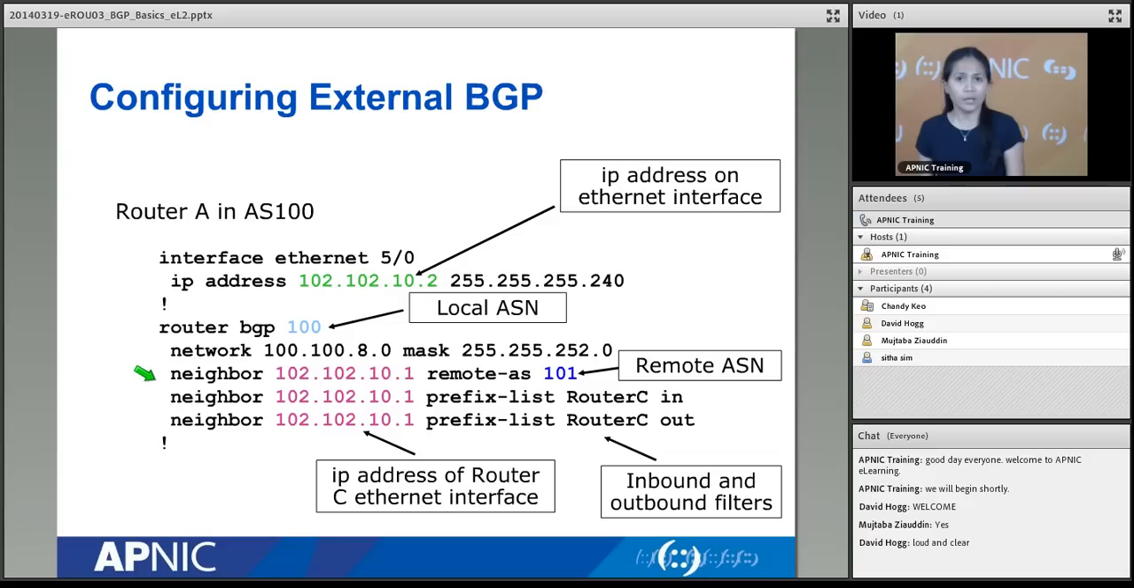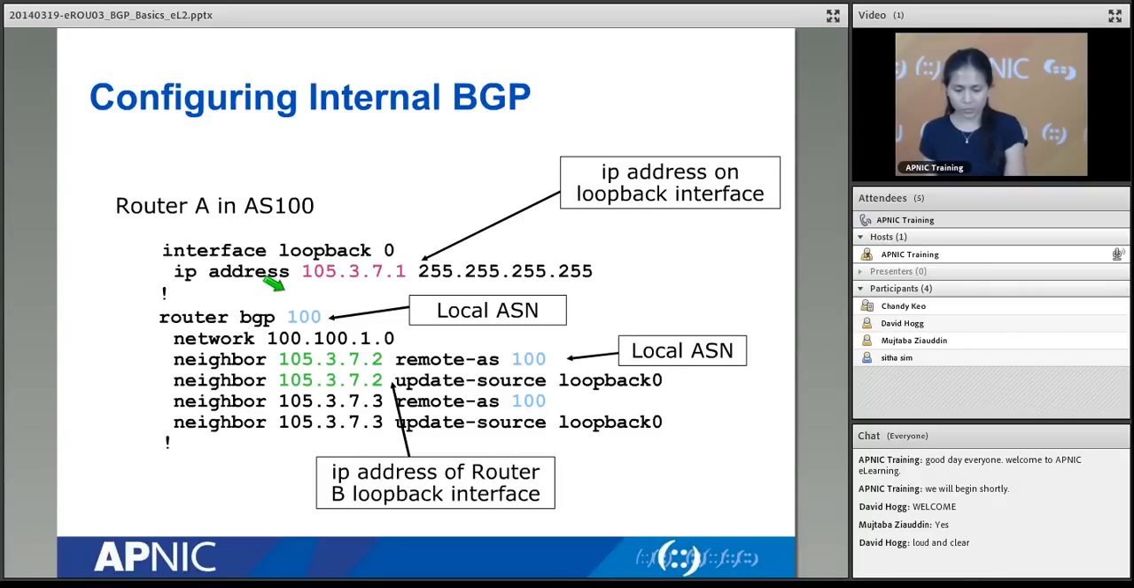In this case, we've created some prefix lists. So this contains possibly a list of IP addresses or IP blocks that we're allowing in and out of our network, coming from AS101. So that's your main setup there. From AS101, it looks very similar: your local ASN, your remote ASN, and the IP address of router A in AS100, 102.102.10.2.